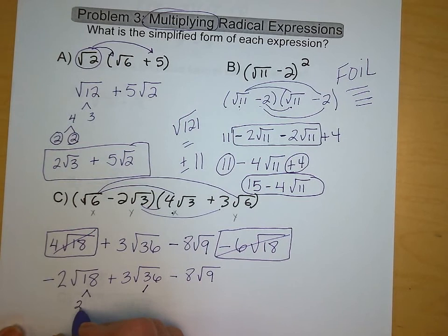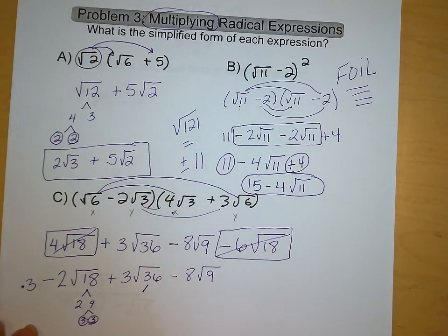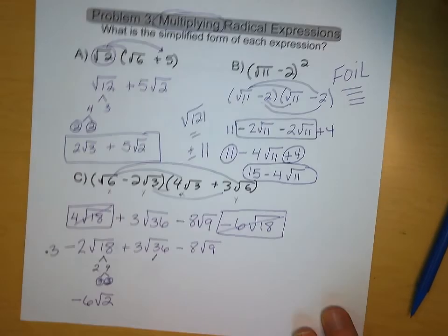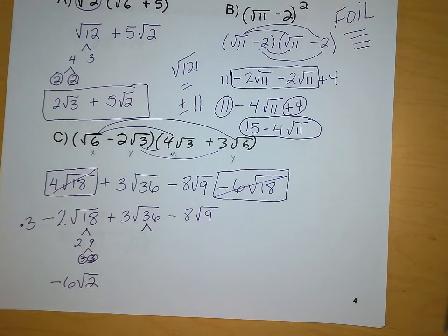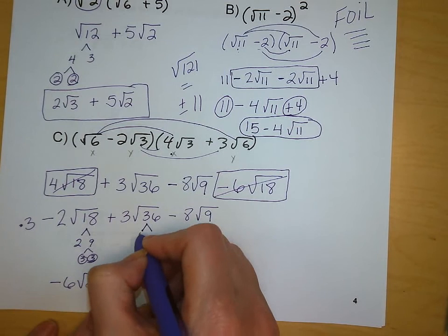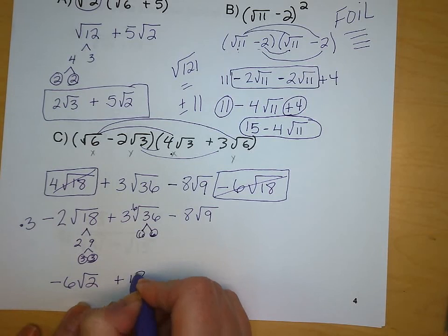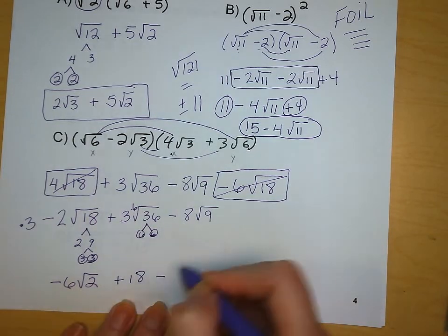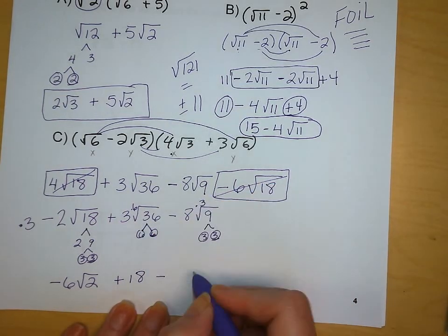Square root of 18 breaks up into 9 and 2. We have a pair of 3's in there. So we're multiplying negative 2 times 3. So we've got negative 6 square root of 2 and 3 square root of 36. Well, the square root of 36 we know is 6. So we've got 3 times 6, which is 18. And we are subtracting 8 times the square root of 9, which is 3. 8 times 3 is 24.